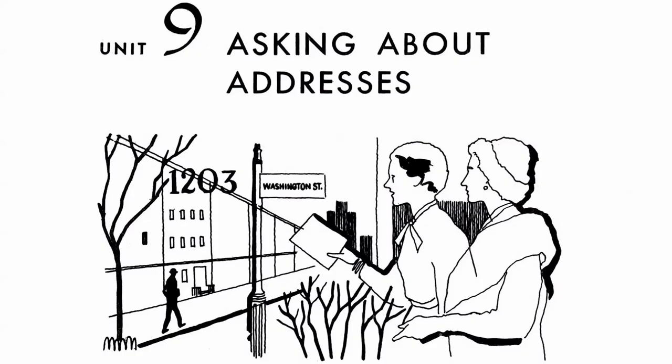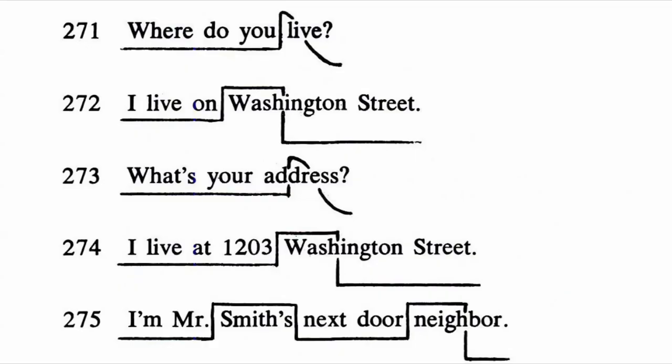Asking about addresses. Where do you live? I live on Washington Street. What's your address? I live at 1203 Washington Street. I'm Mr. Smith's next-door neighbor.